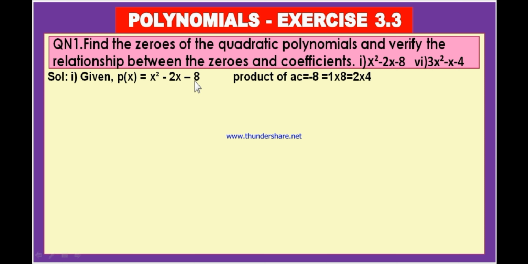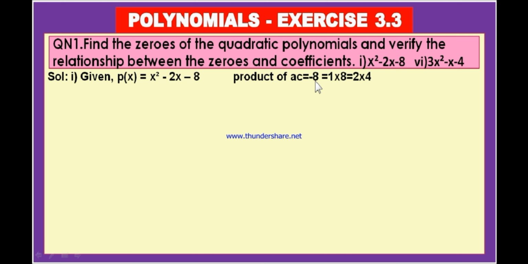In order to find the zeros, let us factorize this. Now in order to factorize a quadratic polynomial, I have to get the product of the coefficient of x square and the constant term. Coefficient of x square is 1, nothing is there means it is 1x square. Coefficient of x square is 1 and the constant number is minus 8. Then product of a into c, that is coefficient of x square and constant term, is 1 into minus 8 is equal to minus 8.